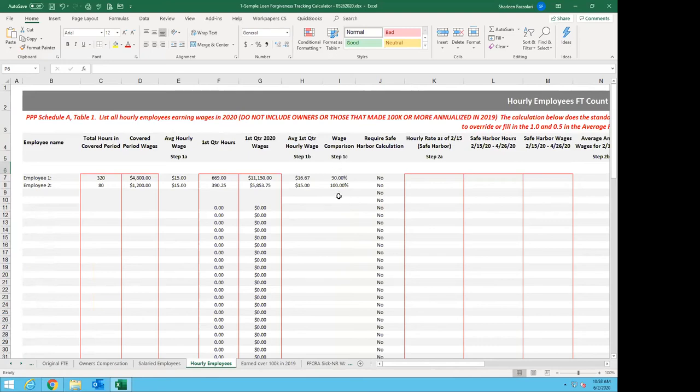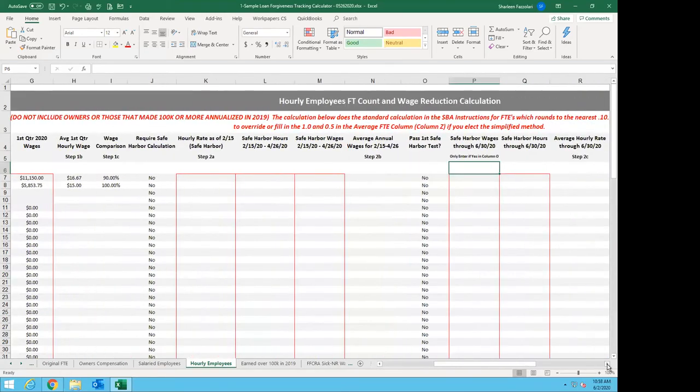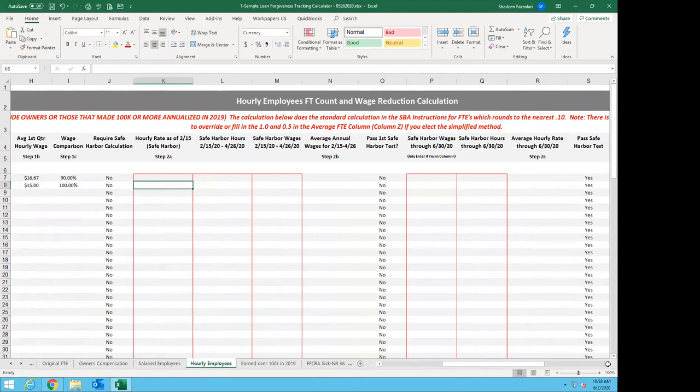If their wages drop below the 75%, then you have to do some safe harbor calculations to see if you have a wage reduction. So the first safe harbor calculation looks at the employee's hourly rate at February 15th. They use February 15th as the starting period, because that's pre-coronavirus, where they assume that everybody was working normally and not affected by the coronavirus.